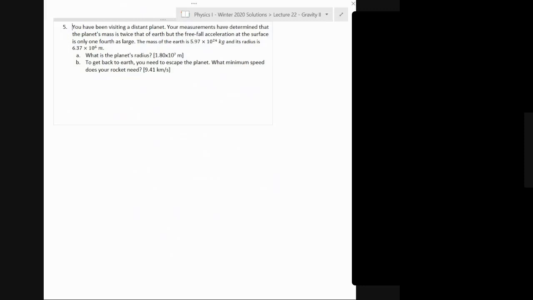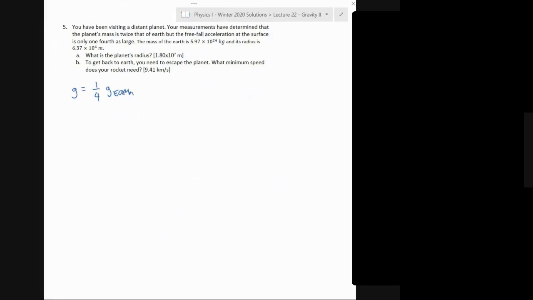Okay, the planet's mass is twice that of the Earth. The free fall acceleration at the surface is a quarter. What does that mean, the free fall acceleration? What variable is that? "Gravity?" Yeah, good. So little g, perfect. So little g, they're saying, is 1/4 the amount of the g that's on Earth.